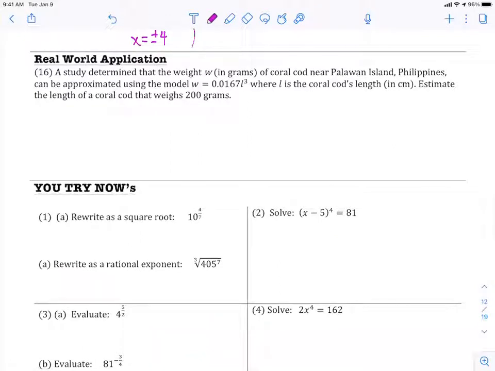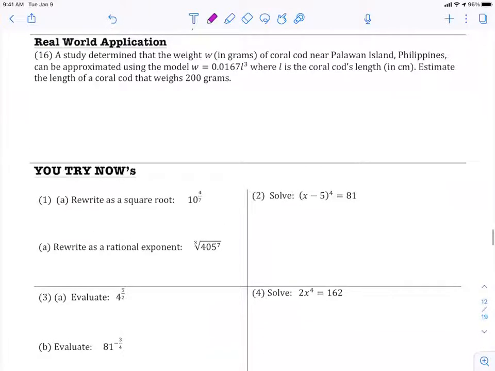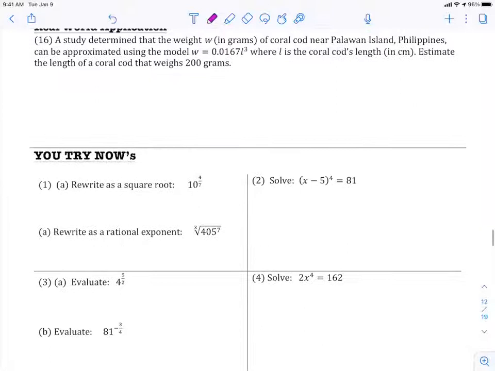If you feel ready, you guys can go ahead and start working on the homework. If you want to give the real world application a shot, or you want to give the You Try Nows a shot, go ahead and do so now.